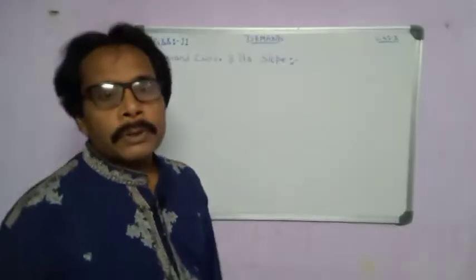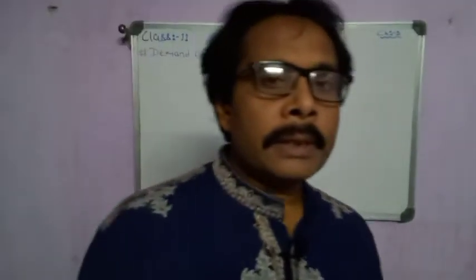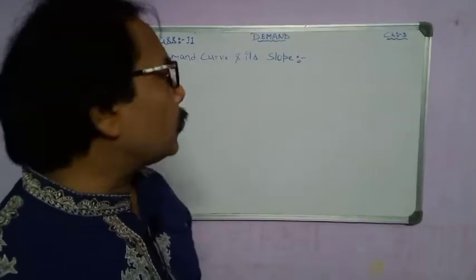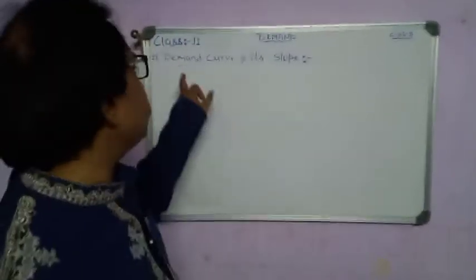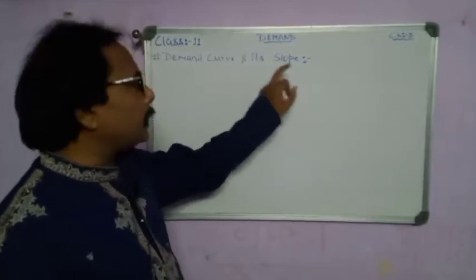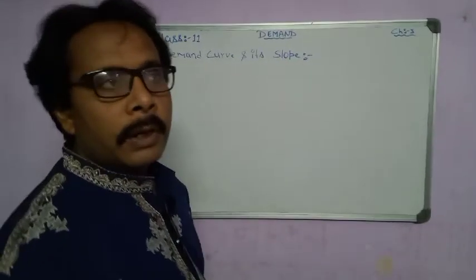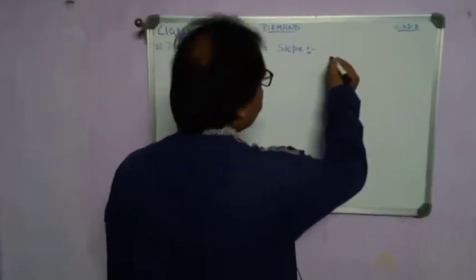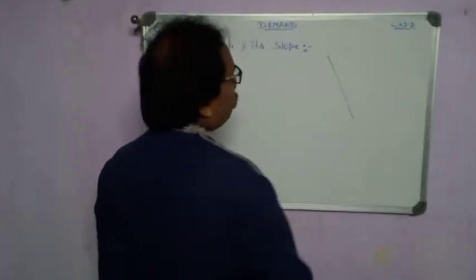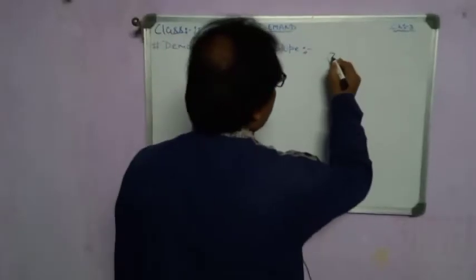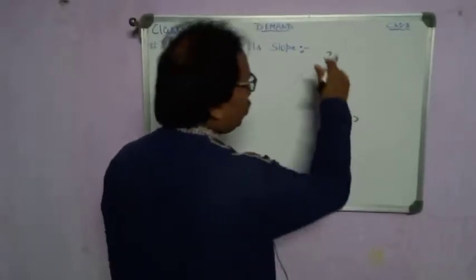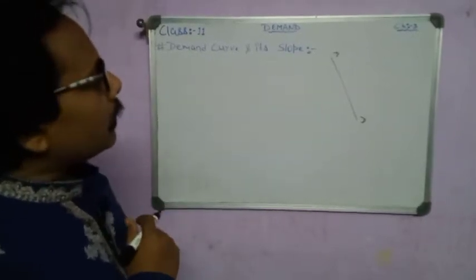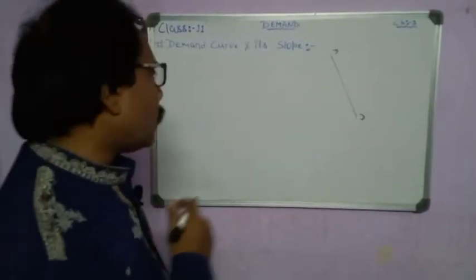My dear students, today I am going to discuss the same chapter, that is the demand. But our today's topic is demand curve and its slopes. Is it clear? So as you know, the demand curve always slopes downward. Okay, so suppose it is the demand curve and it always slopes downward. So what is the main reason that the demand curve slopes downwards?